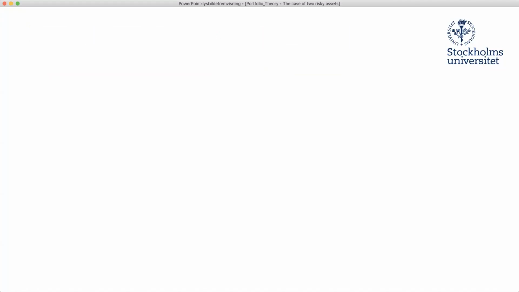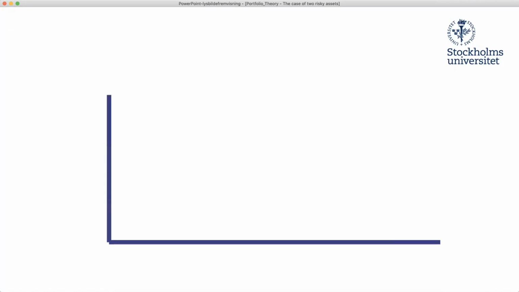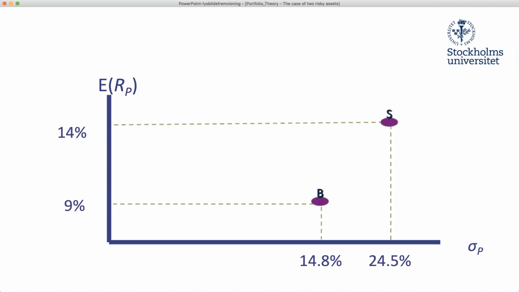If we illustrate in a two-dimensional graph the resulting expected return and standard deviation for each chosen weight, where the vertical axis displays the expected return and the horizontal axis the standard deviation, the point corresponding to a full investment in Bang will be right there. And the point corresponding to full investment in Spin will be right there. Sweeping over all possible values for the weight of Spin, we can find all other possible points, and they will sit on a curve like this one.